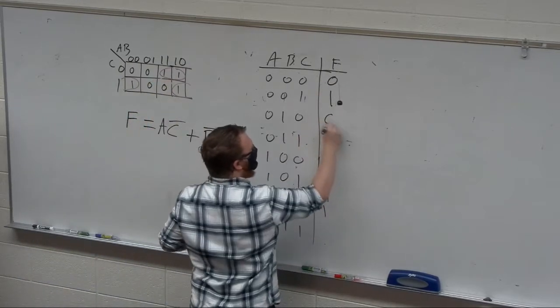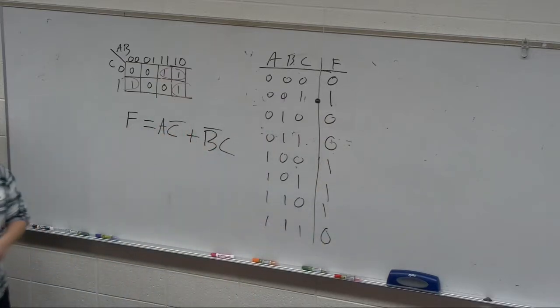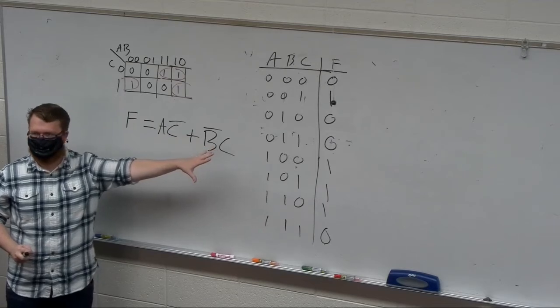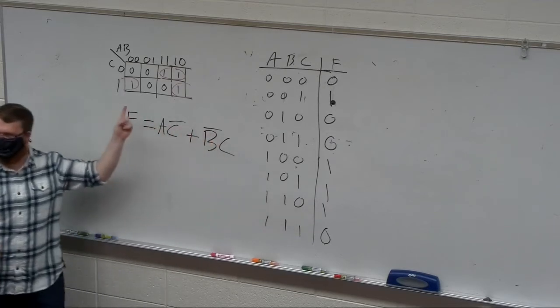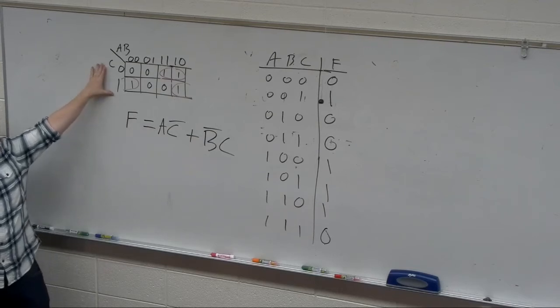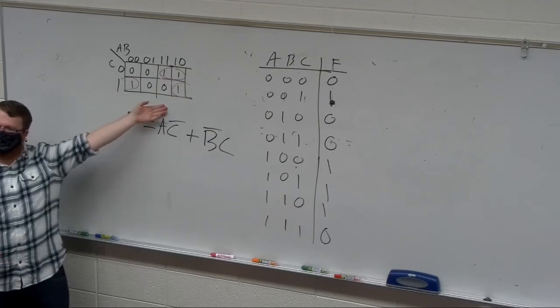Everything else gets a 0. Right, so I can go K-map to truth table or truth table to K-map, right? That's all this is showing. This is a different way of drawing out the truth table to reveal logically adjacent terms.